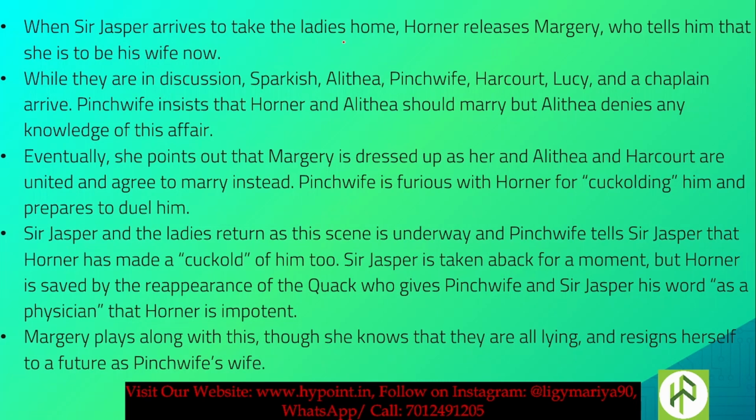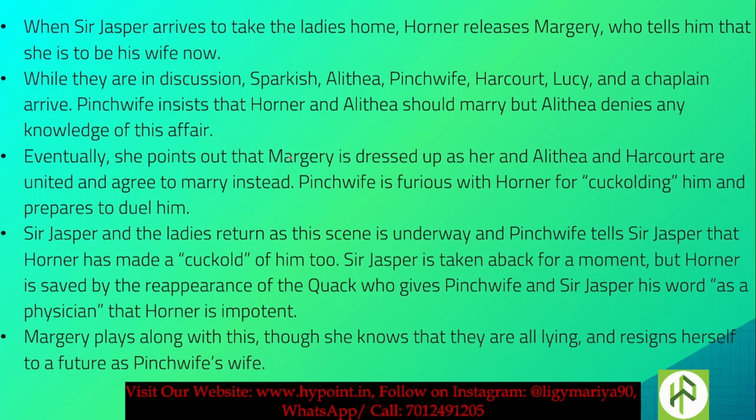While they are in discussion, Sparkish, Alethea, Pinchwife, Harcourt, Lucy, and a chaplain arrive. Pinchwife insists that Honor and Alethea should marry, but Alethea denies any knowledge of this affair. So Pinchwife believes that Honor and Alethea, these two people, are in love, but Alethea denies any such affair.